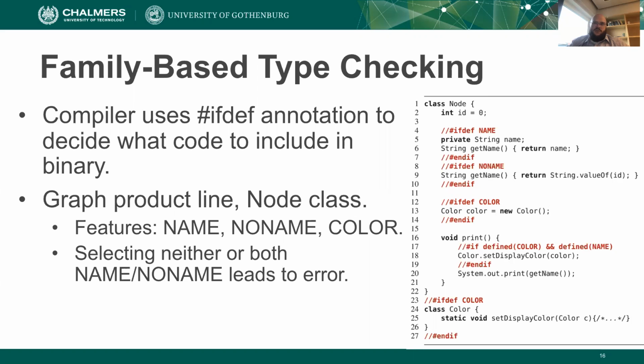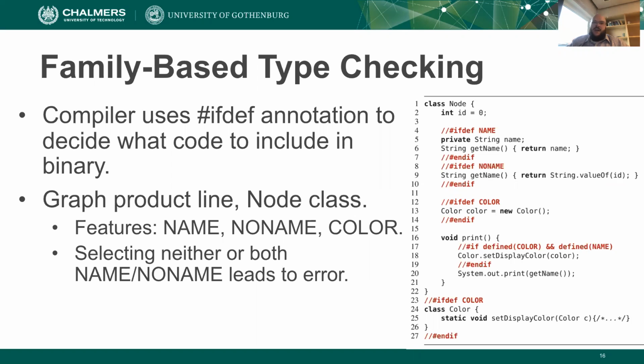Together with the feature color, our example has 3 features: name, no name, and color, and they can be combined to form up to 8 different products. For some of those products, the Java compiler is going to issue a type error. If we select neither name nor no name, that's going to lead to a dangling method invocation in the parameters of the print statement on line 20. It prints based on getName, so there's going to be a problem if we select neither of those, because there is no method with that name. Does that make sense?